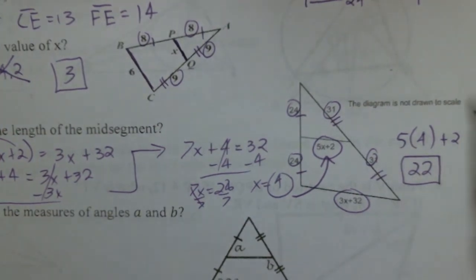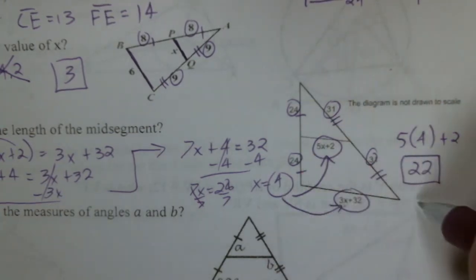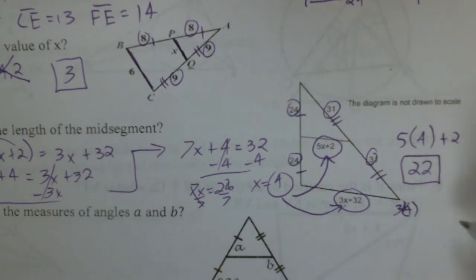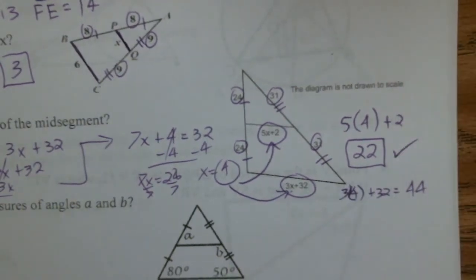Take a few extra seconds and plug it back into the other one just to make sure you didn't make a mistake. If I plug in the 4 here, let's plug it into the other one. 3 times 4 is 12. 12 plus 32 is equal to 44. Is 22 half of 44? Yes, it is. So take a few extra seconds and just check your work.